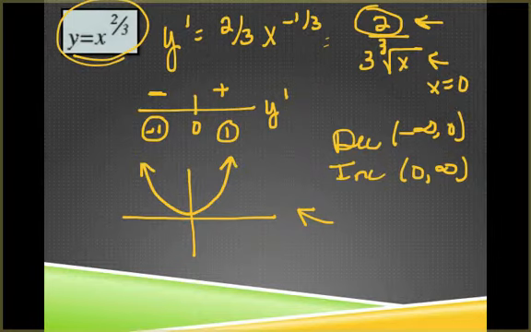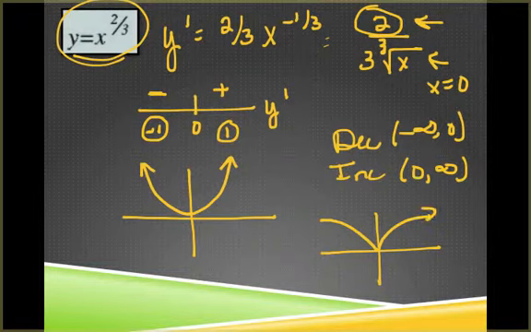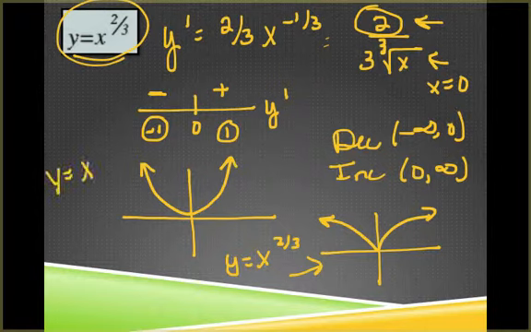Here is a good example of where you need to be able to find concavity, because this graph actually looks like this. We are decreasing, but instead of opening up, this graph starts opening down and decreasing, and then it ends opening down and it's increasing. So this is the graph of y equals x to the 2/3, but it has the exact same sign chart as y equals x squared. So that's an example of why you'd want to know how to find concavity.